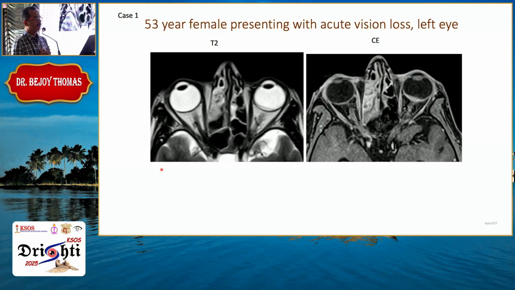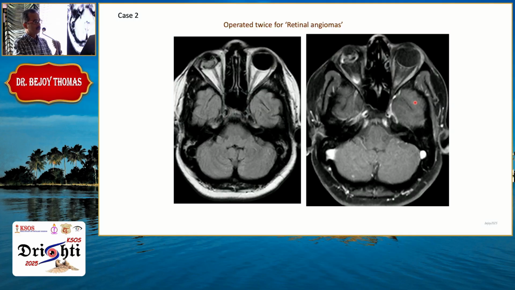So we will see the first case. We will see cases. This is a 53-year-old female presenting with acute vision loss on the left side. You can see this is a T2 weighted scan, where whatever is inflamed or fluid will be bright. You can see there is some collection here on the left eye at the choroidal subretinal level, and when you give contrast, you can see that it is actually enhancing. While we are pondering the diagnosis, we will see another case.